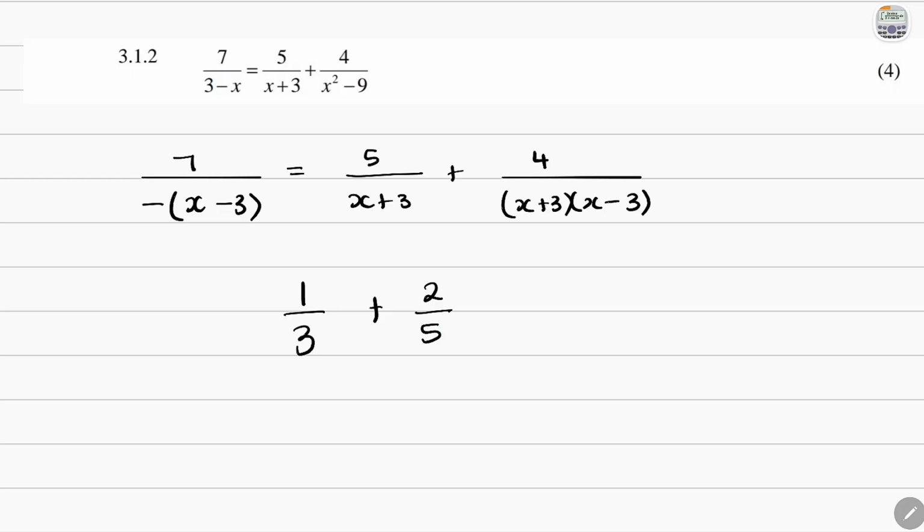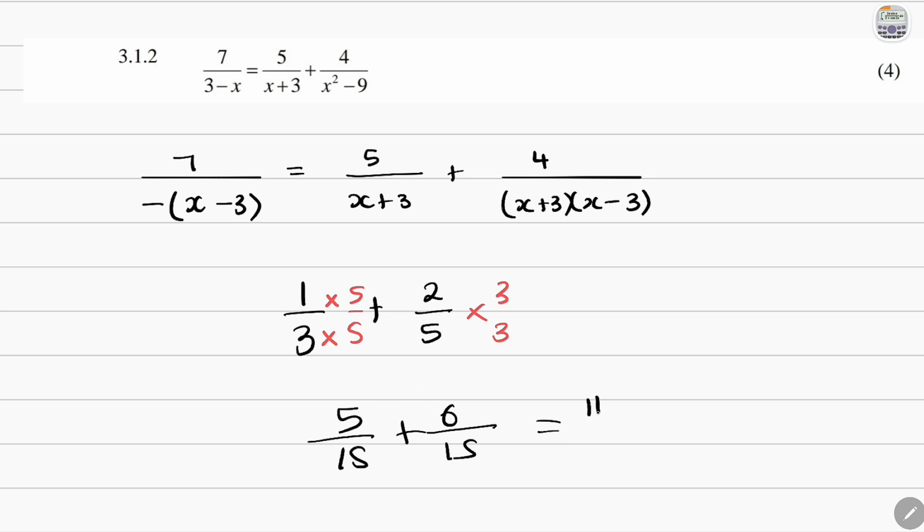Okay, so we're looking at the LCD. So we would multiply this by 5 and 5. You're really just multiplying the fraction by 1 in the form of 5 over 5. Okay, so that's what we're doing there. And then multiply that by 3, numerator and denominator. And so you see that you would have a 5 over 15 and a 6 over 15, and now you can actually add them together.